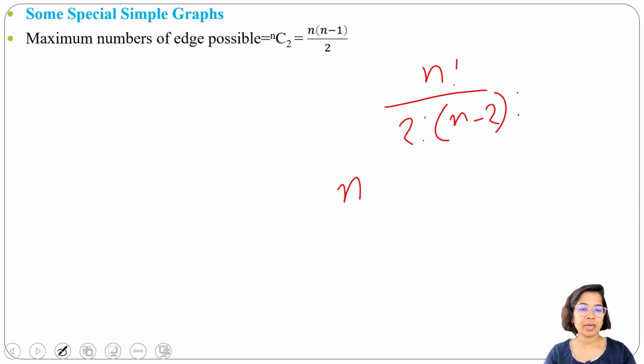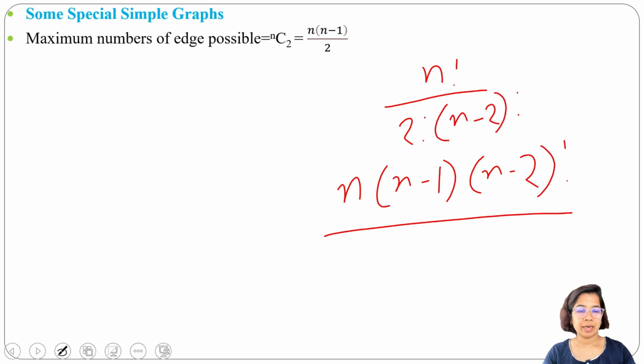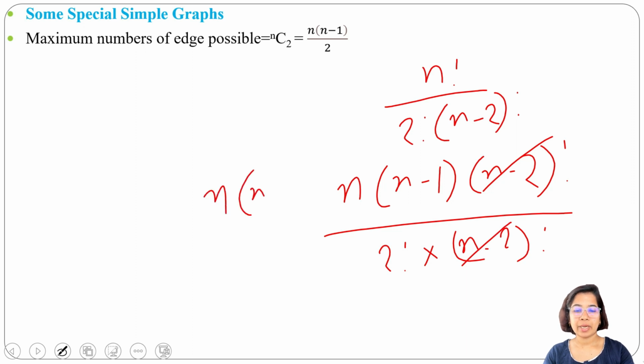So n factorial we can write as n into (n minus 1) into (n minus 2) factorial, and 2 factorial is simply 2, multiplied by (n minus 2) factorial. So (n minus 2) factorial will be cancelled. We'll get n into (n minus 1) divided by 2. So the maximum number of edges possible with n vertices equals n into (n minus 1) divided by 2.